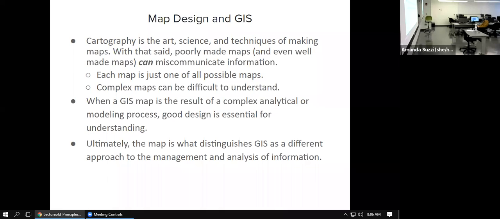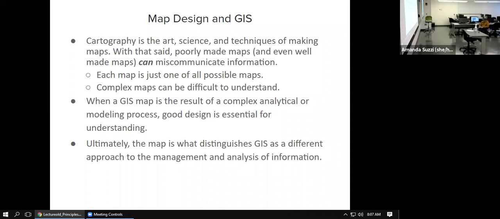Every map you make is just one of all possible maps you can make with that data. You guys worked with the California data, you saw population, airlines, hospitals, fire stations. That's the way your maps you can make just right there. In addition, complex maps can be difficult to understand. You want to keep things simple for your end user.